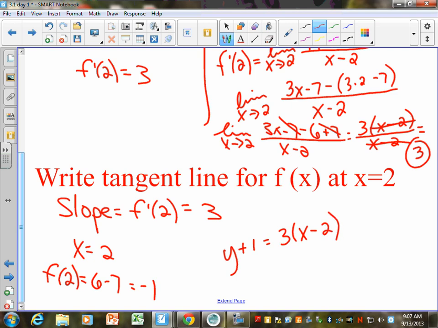If it's an odd problem and you look at the back of the book and it's in slope-intercept form, go ahead and make it in slope-intercept form. But if it's even, it's what? You just get to leave it like that.